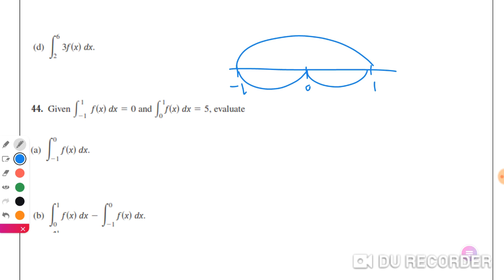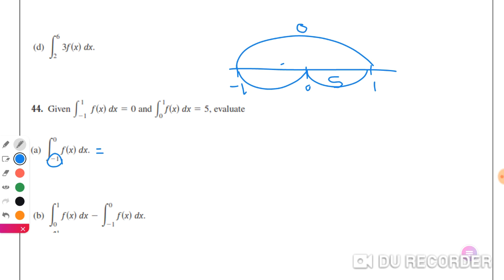The definite integral from negative 1 to 1 is 0, the biggest interval. From 0 to 1, it is 5. I ask you to find the definite integral from negative 1 to 0, from lower to upper. I know the sum gives me 0. What is the number I will add?